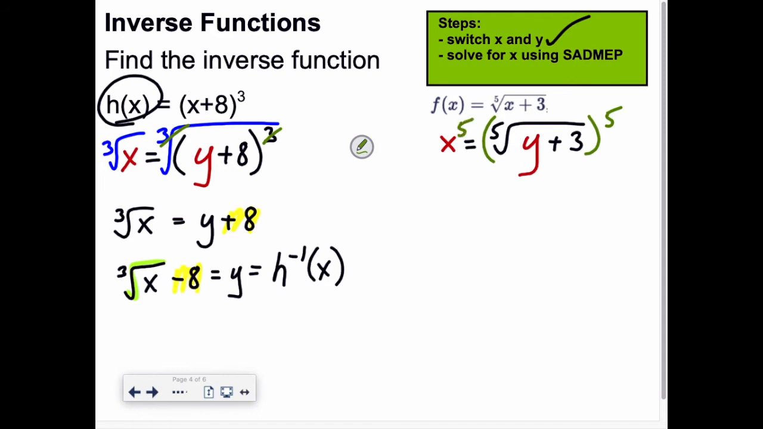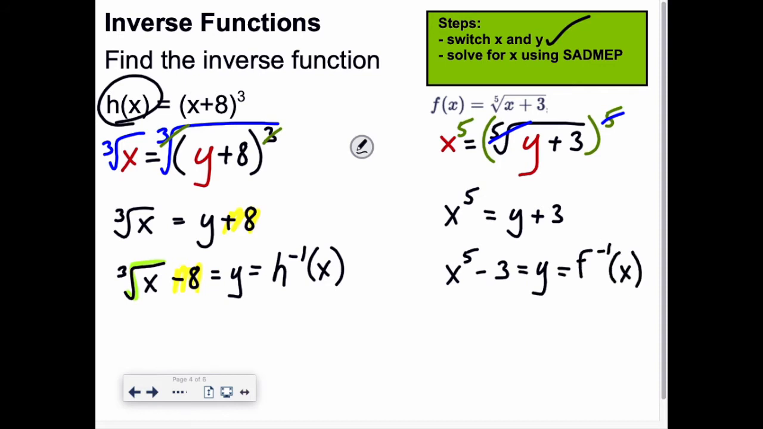And what I do to one side, I have to do to the other. The fifth root and the fifth power cancel, so that means I have x to the fifth is equal to y plus 3. Cool, already that looks a lot easier. Now I just need to subtract 3 from both sides, and y is by itself. And I can rewrite this as f inverse of x. And we're done. We solved it out.